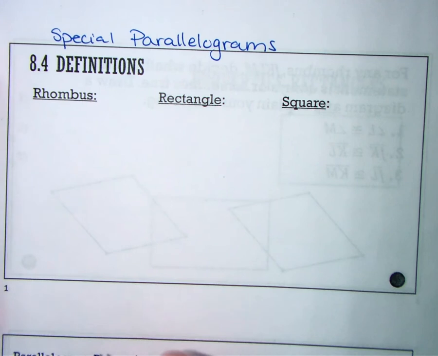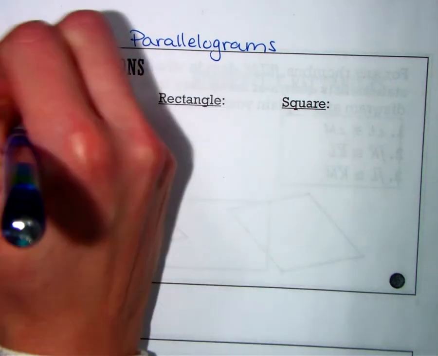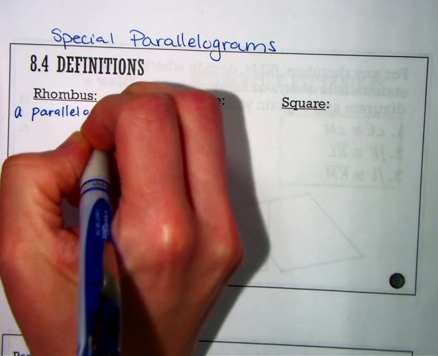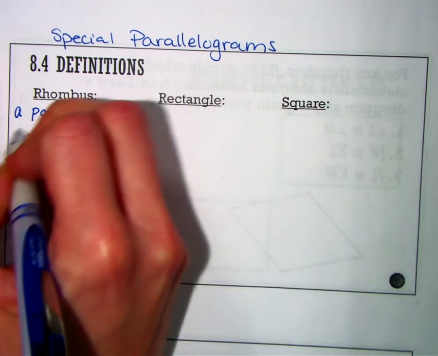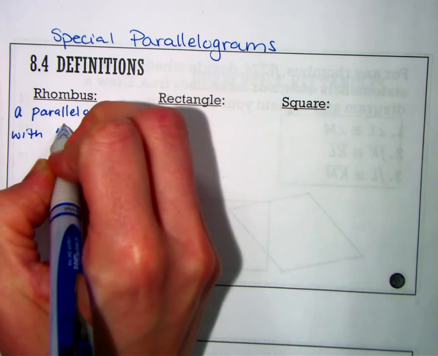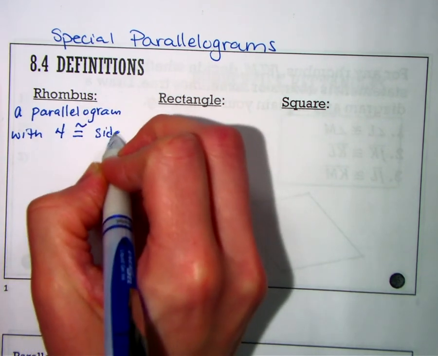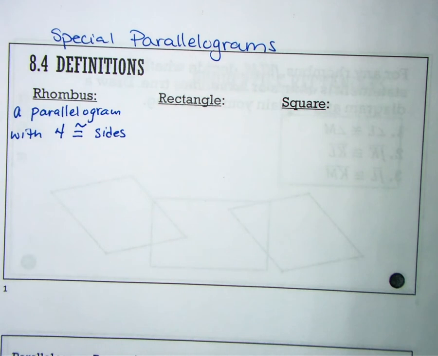So first definition is for a rhombus. A rhombus is a parallelogram with 4 congruent sides. So you might think, wait a minute, isn't that a square? Right? So a square is a type of rhombus, that is true, but not every rhombus has to be a square. A square is a very special type.